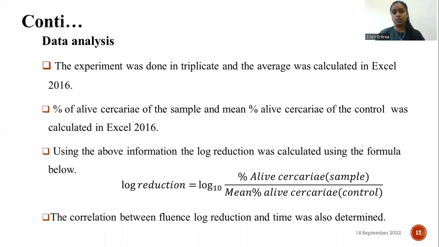So the experiment was done in triplicate, and we took the average, then percent of alive Cercaria of the sample and mean percent of alive Cercaria of the control was calculated. And using the above information, the log reduction was calculated. And we also tried to see the correlation between the fluence and log reduction.